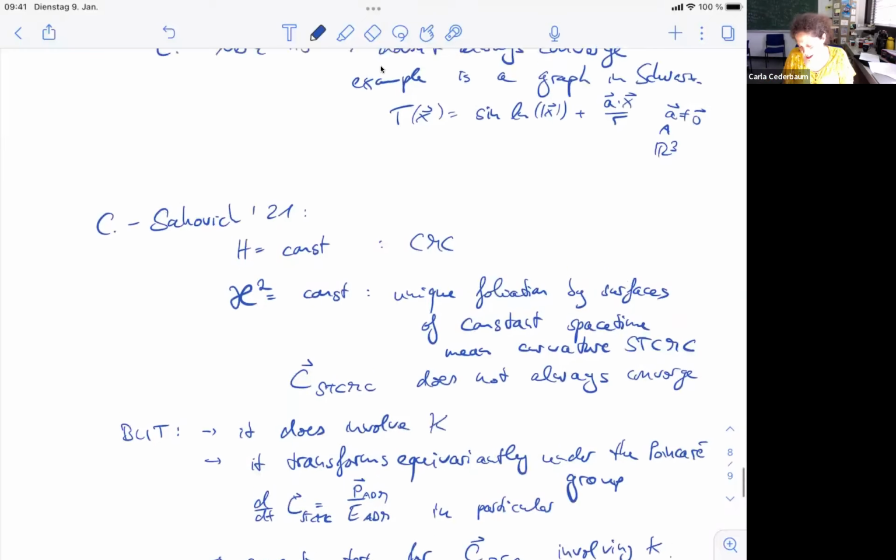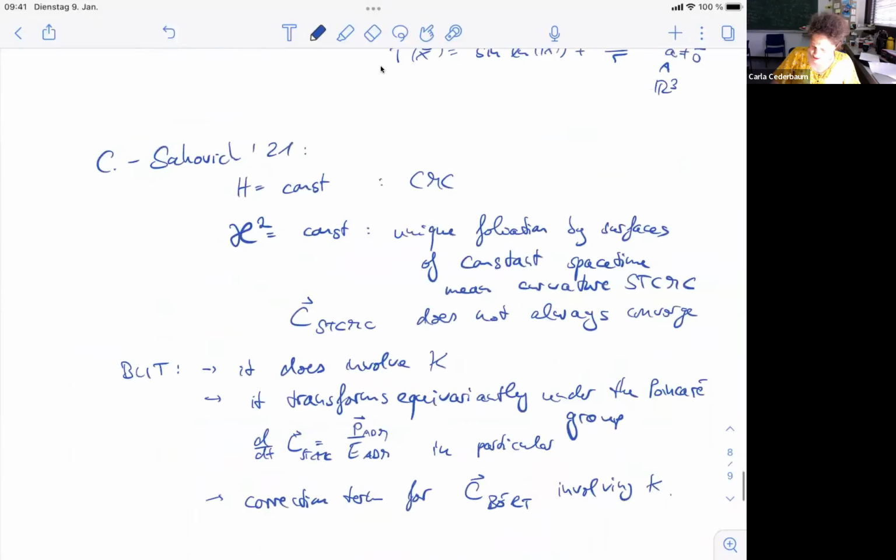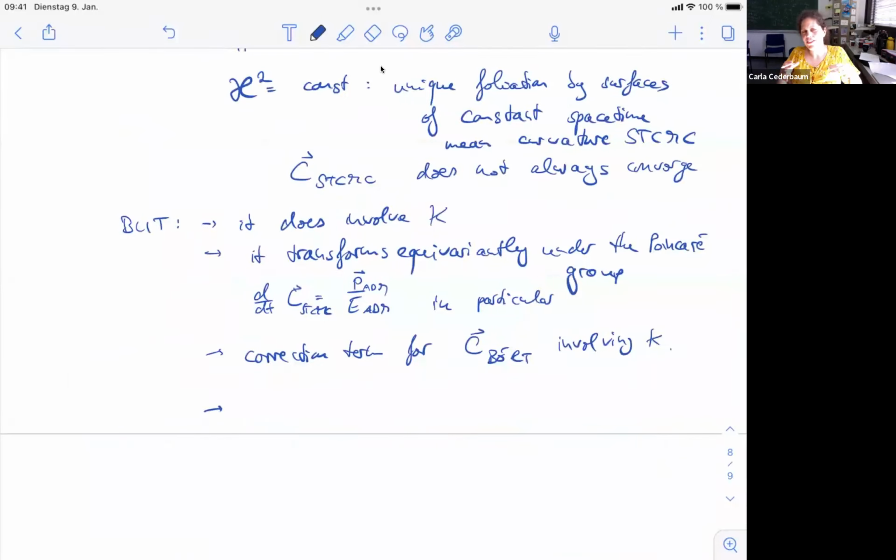Okay, so what I'm saying is that using this foliation idea, but using a different concrete foliation, namely foliation by constant space-time mean curvature, which takes the K into account, what we get is something that is covariant under boosts and evolves like the position of a point particle in special relativity under Einstein evolution, and has small corrections to this Beig-Ó Murchadha-Regge-Teitelboim Hamiltonian systems analysis approach. And furthermore, in this graphical example in Schwarzschild, it's fixed. Where I said it diverges in this funny graph, it's fixed.